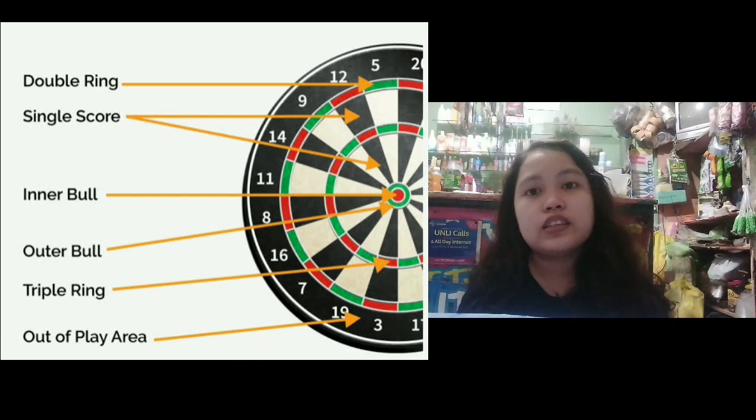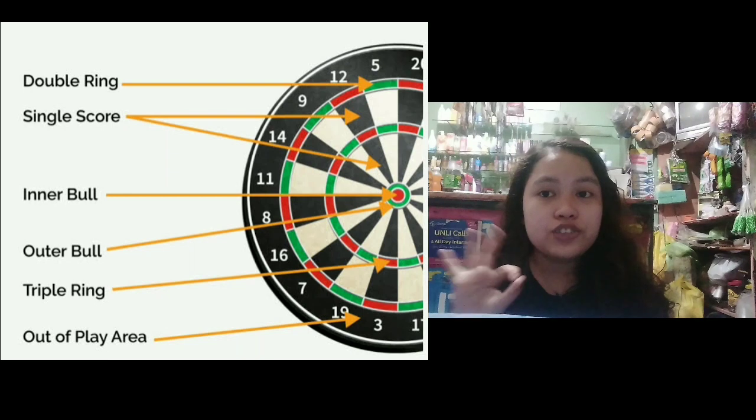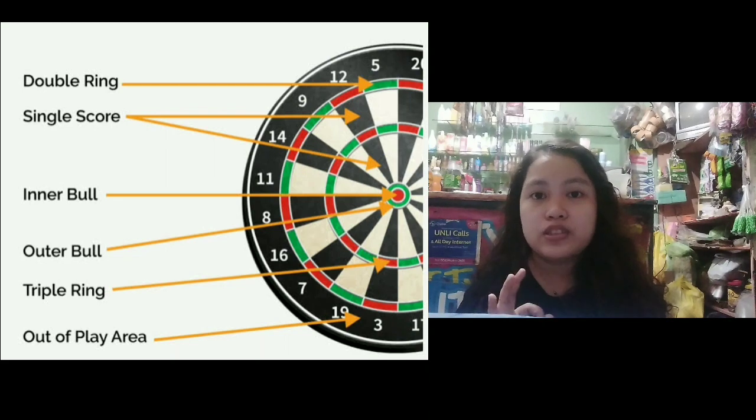Hitting the section in the thin inner portion of the dartboard, just halfway to the middle, will score you triple points. This means that the number that is engraved on the dartboard, you multiply it by 3. This is also either green or red, but no matter the color, it still gives you triple points.